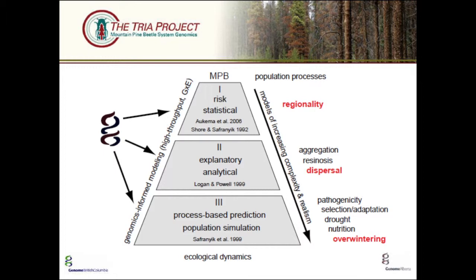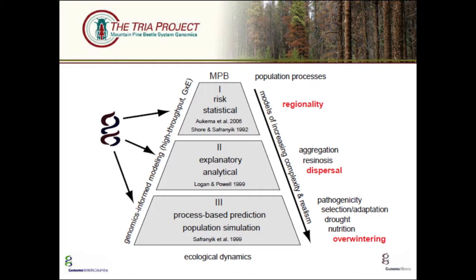There was a lot to choose from, and we figured that genomics data could inform a variety of models, but these models have different features in them. So at the very basic, these models contain nothing but regionality in them. These other models are a little more detailed, so they've got processes like beetle aggregation, beetle pitch out, and death of first instar larvae from resinosis, and beetle dispersal, down to the really detailed models where there are a whole bunch more processes: pathogenicity, selection, adaptation, tree nutrition, and drought, and the interaction between drought and nutrition effect on tree defenses, and beetle pitch out, and overwintering mortality. So a range of models, and they increase. You can put them on a gradient of complexity.